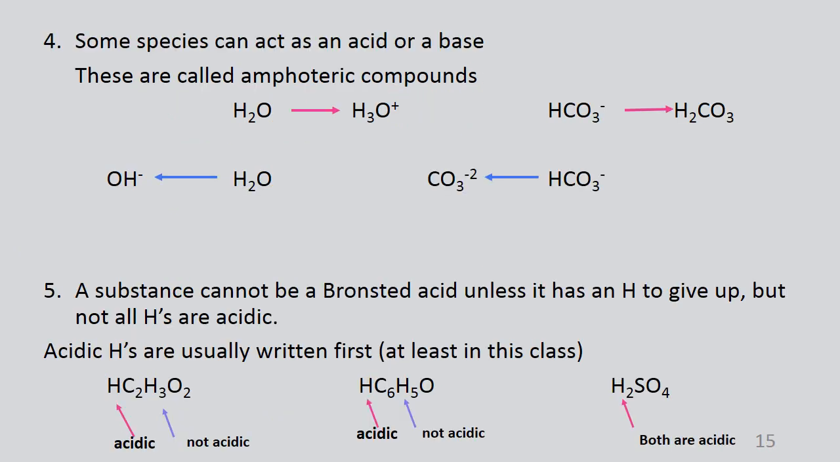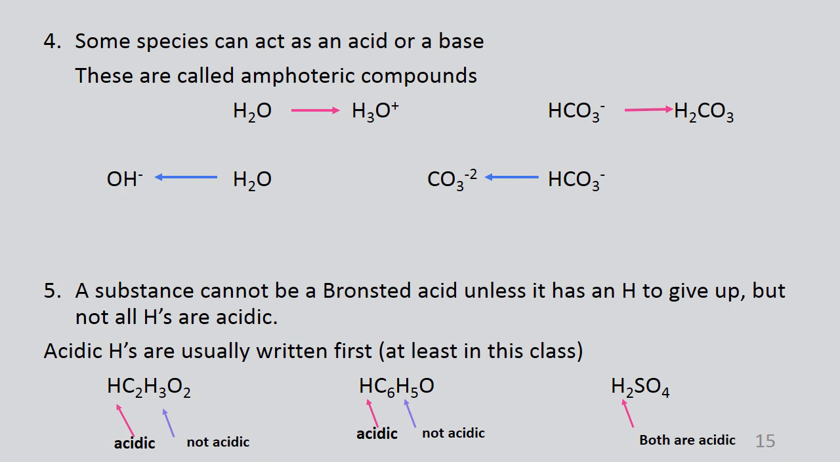All right, a couple of other things. As we've seen, some species can act as either an acid or a base. And we call these amphoteric compounds. They can go both ways. So we saw before that H2O can gain an H+ to become H3O+. So in this case, H2O is a base and H3O+ is the conjugate acid. But H2O can also lose a hydrogen. H2O can become OH negative by losing a hydrogen ion. And so in this case, H2O is the acid and OH negative is the base.